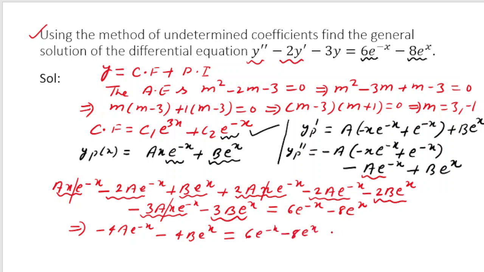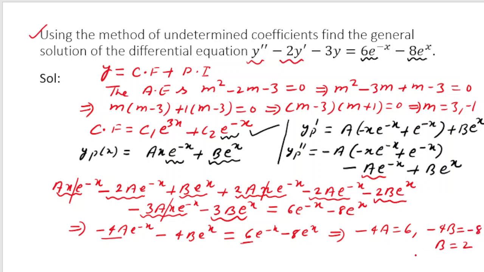If I compare it, it is 6 e to the power minus x minus 8 e to the power x. So by comparing, what will I get? Here the coefficient is 6, here the coefficient is minus 4a, so I get minus 4a is equal to 6, and here the coefficient is minus 8, and here it is minus 4b. So minus 4b is equal to minus 8. So b will be equal to 2. Let me rewrite, because someone who sees it later will get confused. It is minus 8.